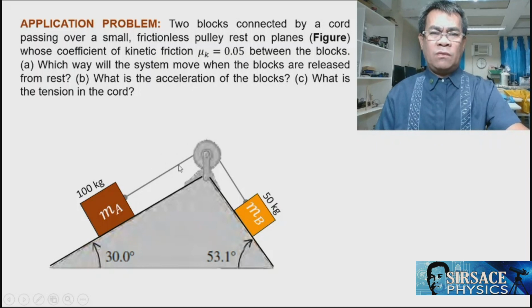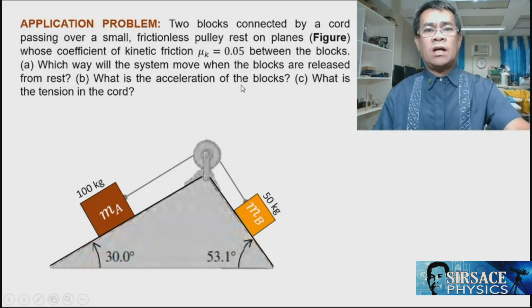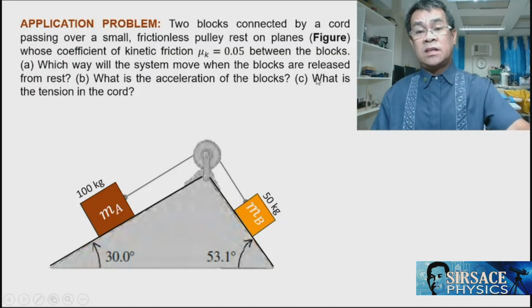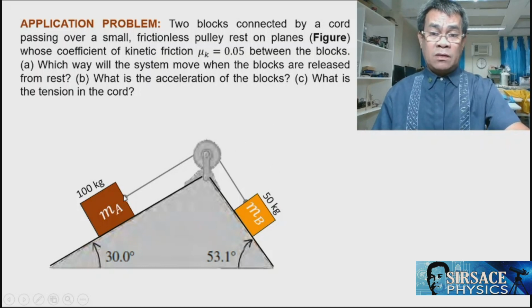Now, what will we do in order to answer the question of which way? That will be question letter A. If the system moves, letter B asks how much is the acceleration of the blocks. Meaning, whatever the acceleration of A is will be the acceleration of block B. Then letter C, we are asked to solve how much is the tension on the cord.